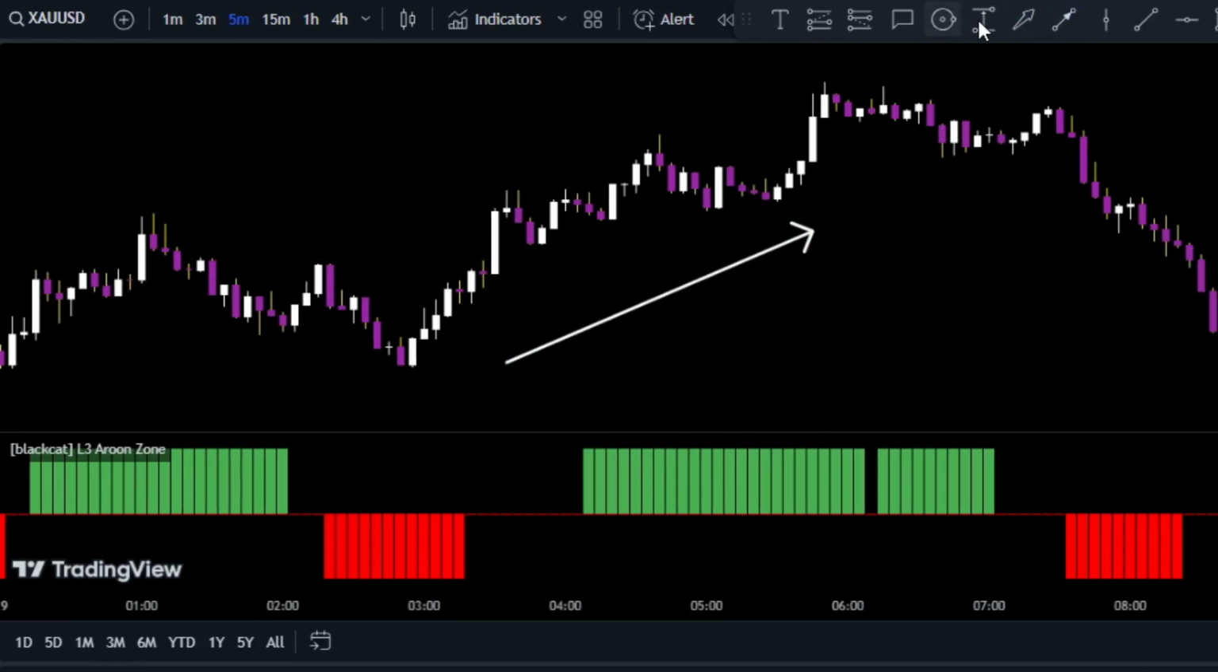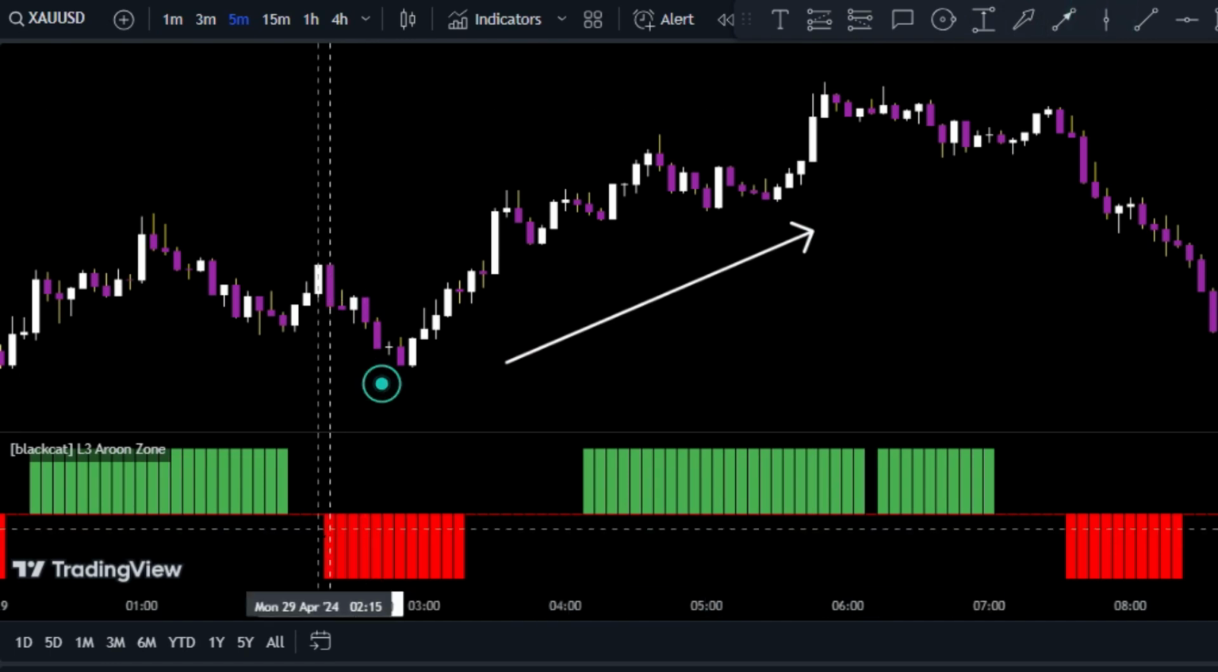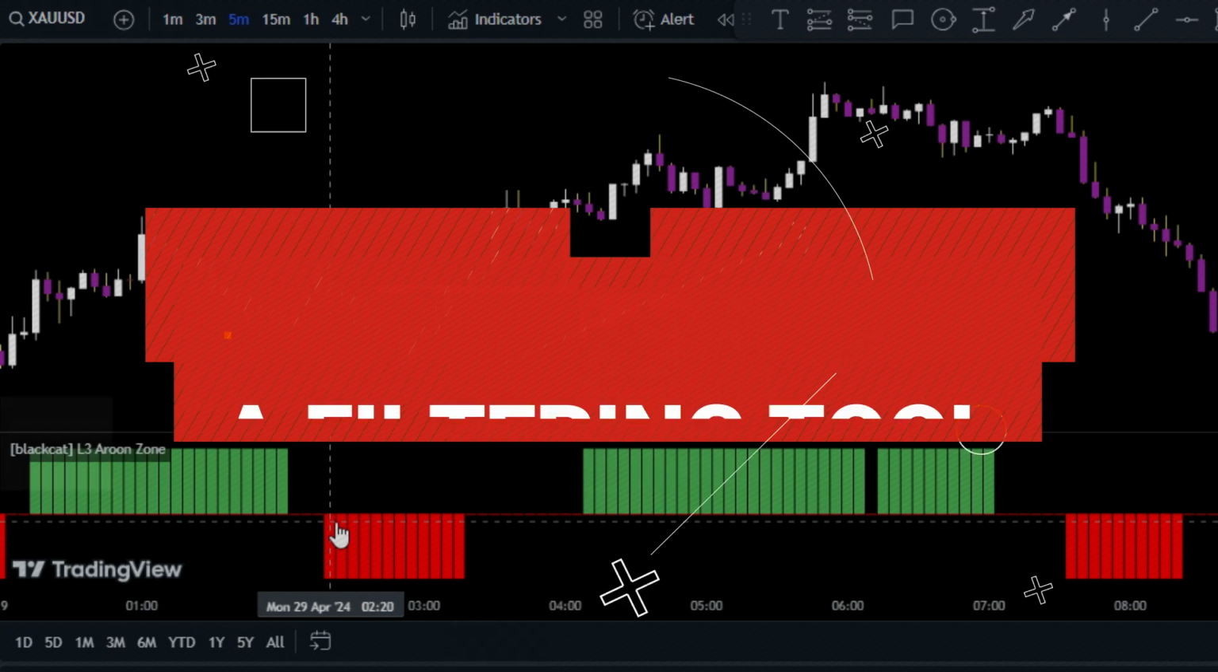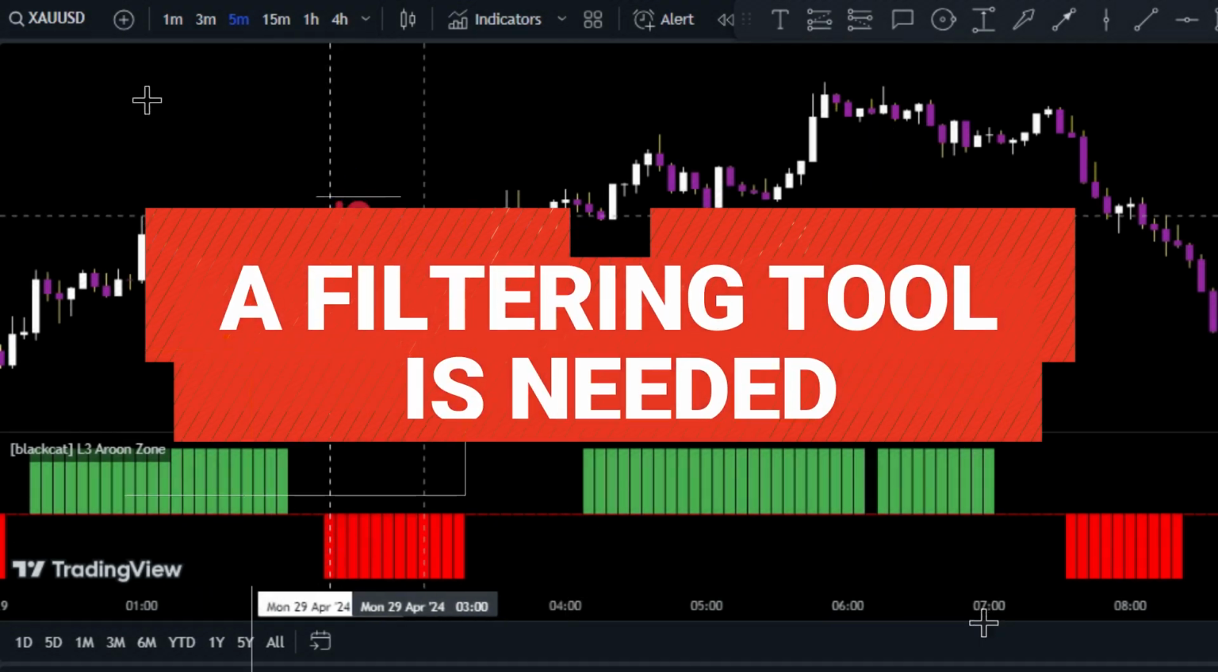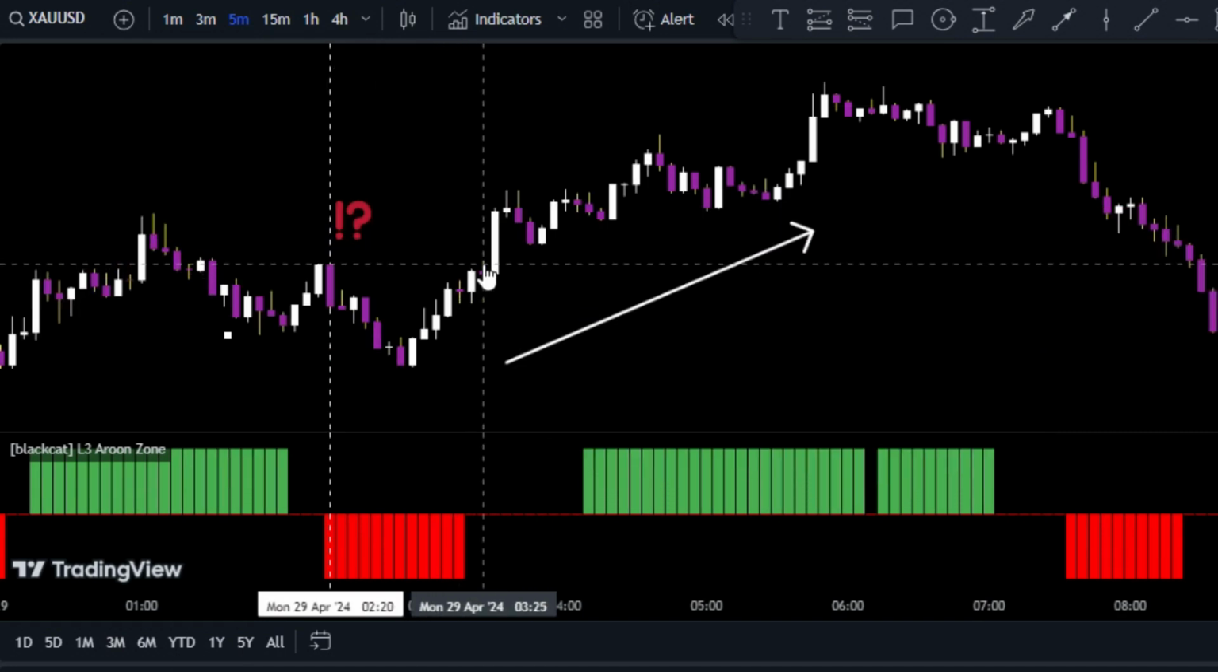Sometimes the L3 arrow zone indicator might throw you a curveball with counter-trend signals, but don't sweat it. We've got your back with a second incredible tool to help filter out those pesky false signals.